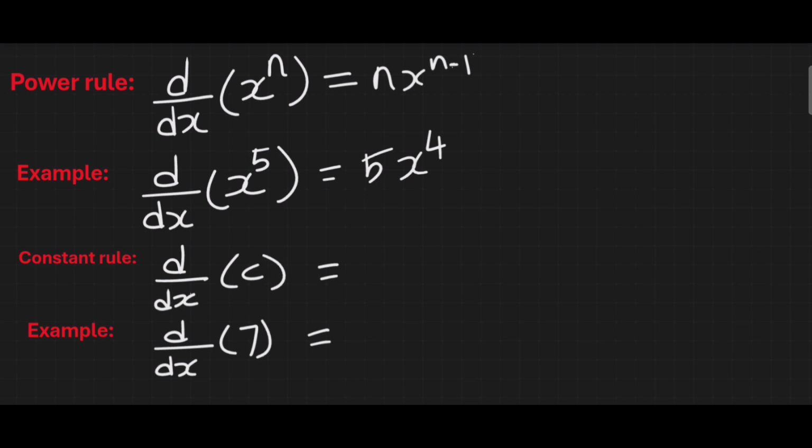Constant rule. Now look at the constant rule. The constant rule says d by dx of c equal to 0. A constant does not change, so its derivative is always 0. For example, d by dx of 7 equal to 0. So 7 is just a constant, so the answer is 0.